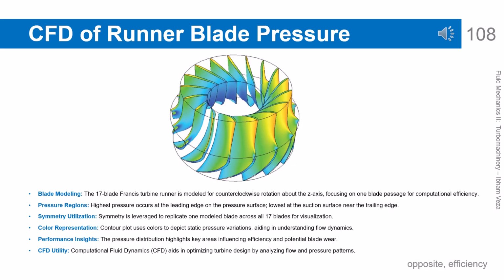The color contour map helps visualize static pressure variations along the blade surface. This information is important to identify areas prone to cavitation or wear. With this approach, blade design can be optimized before physical manufacturing.